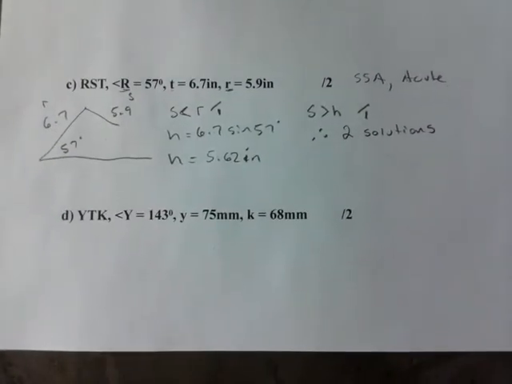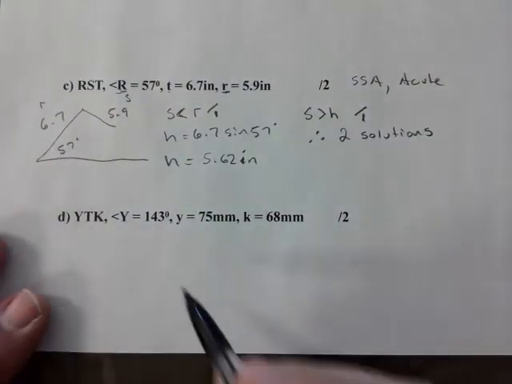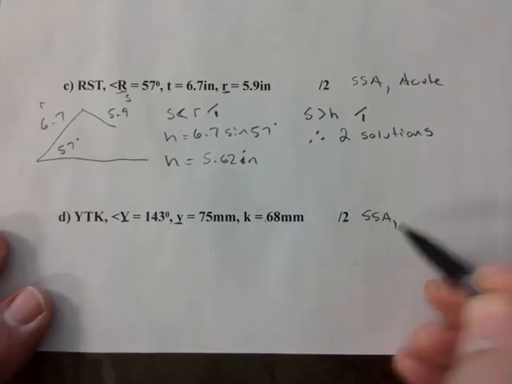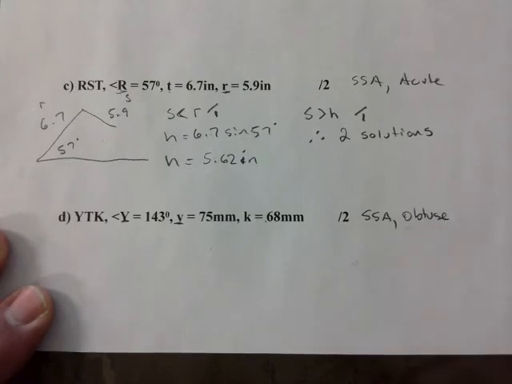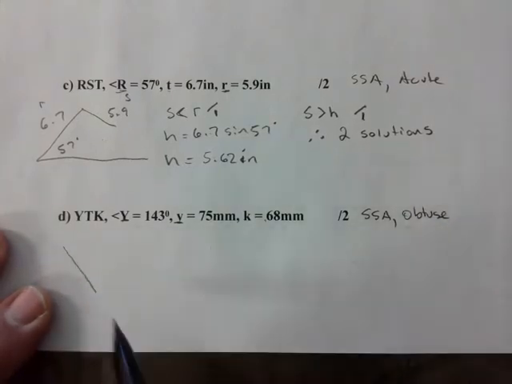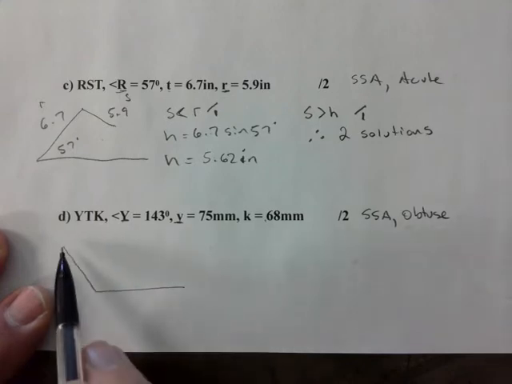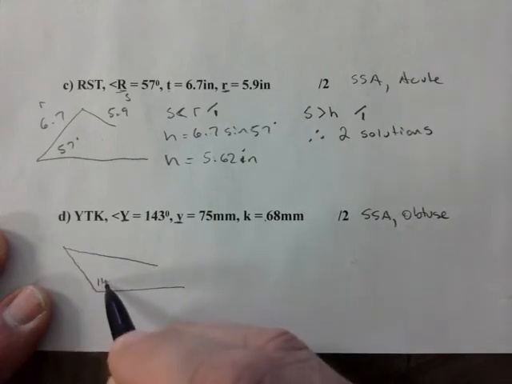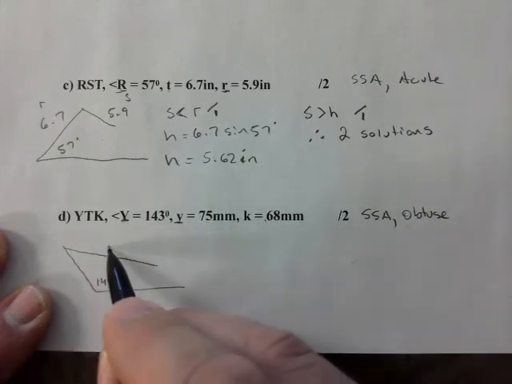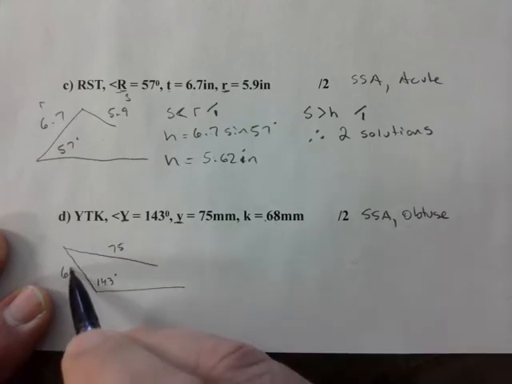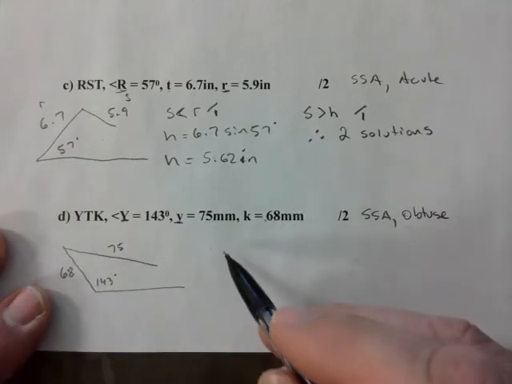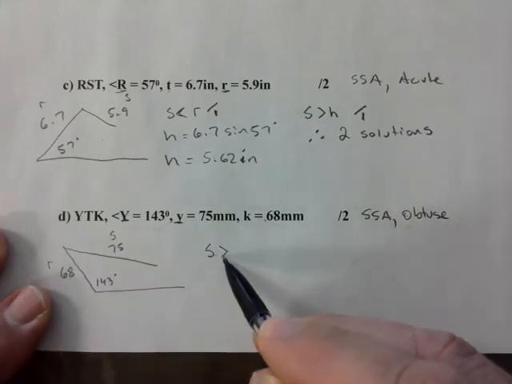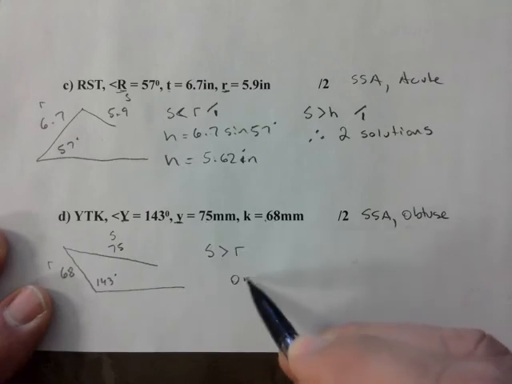And then the last one, here I'm going to be picky on your diagram. So there's a pair and another side, this is SSA, and it's obtuse. You make a note of that, which means that you caught the fish. So you kind of draw it like that. The 143 goes in here. The side across from it is 75. This is 68. Since this is your rod, this is your string, and the string is greater than the rod, one solution.